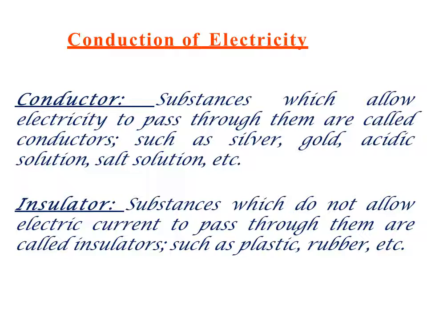What do you mean by insulator? So insulator is opposite to conductors. That means those substances which do not allow electric current to pass through them are called insulators. That means they stop the flow of electric current. For example, we have plastic, we have rubber, etc.